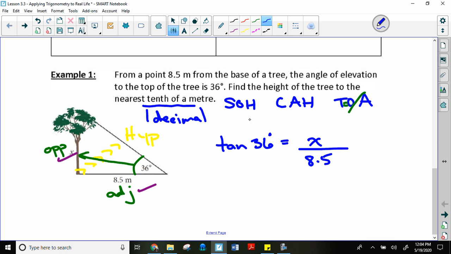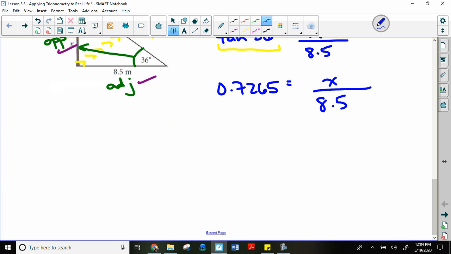Okay. I'm going to do this math first. I want 4 decimal places on my calculator. So make sure you're in degrees. Tan of 36 equals 0.7265. And that's going to give us x over 8.5. Now we've got to get x by itself. That 8.5 is dividing the x, so we have to undo that by multiplying by 8.5.